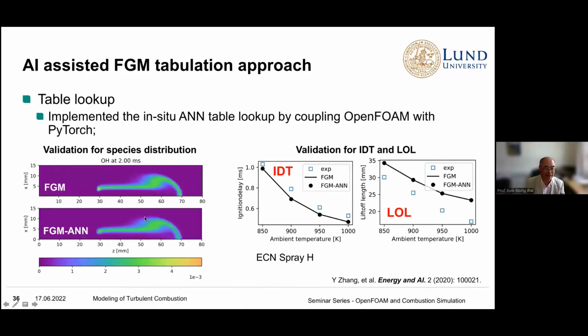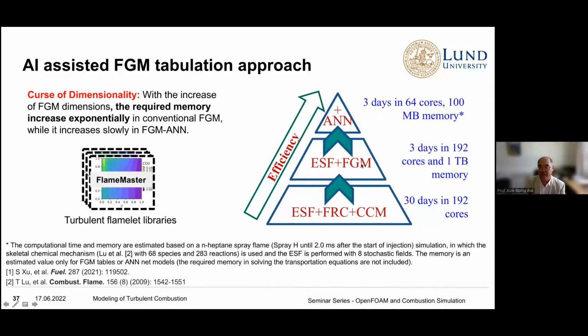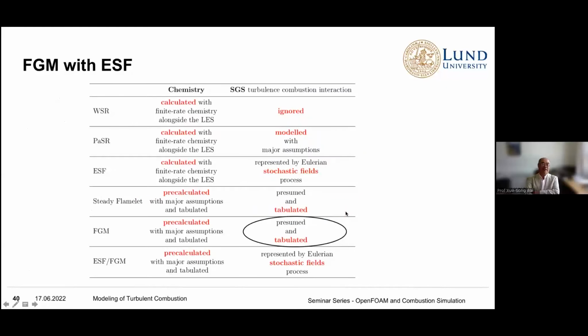FGM and ANN, you can see that they predict almost identical flame structure. In terms of IDT, the original FGM and FGM ANN simply overlap. LOL, lift-off length, is also overlapping. So this is a spray A simulation. It means that this ANN approach is actually rather good. Without ANN, usually for the spray case, we simulate 3 days, but one needs 1 terabyte of memory. With ANN, it's 100 megabytes. So we get a much lower demand on memory. And of course, we can see here the comparison of FGM and the ESF, and these will take 30 days. So FGM is really a way that can have fast solution prediction.